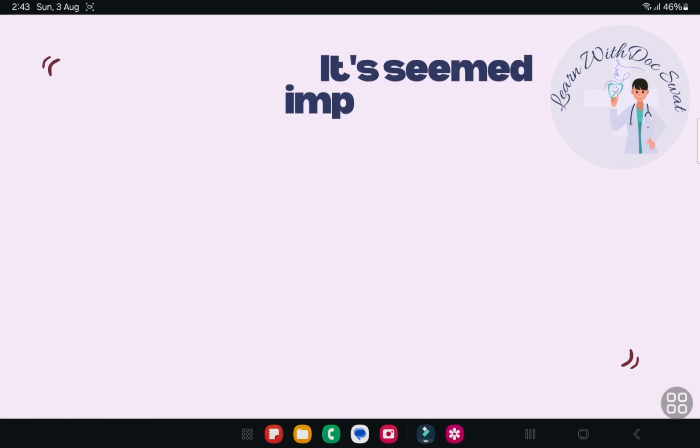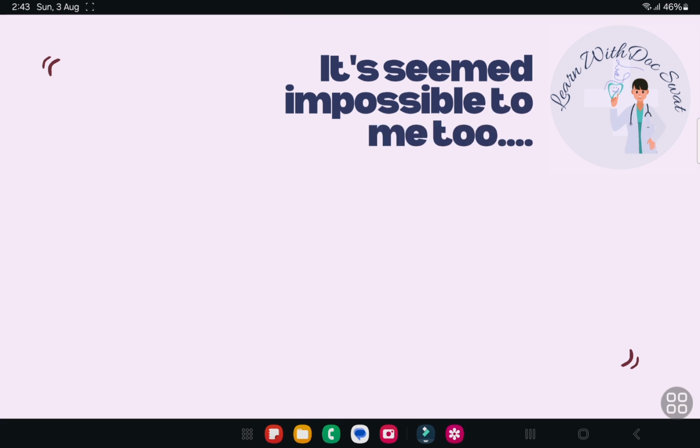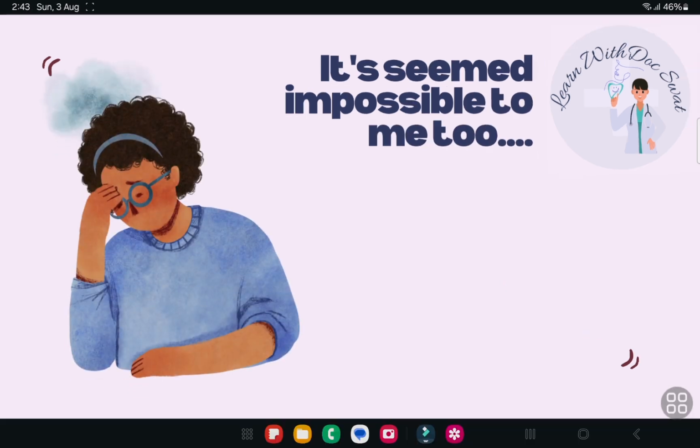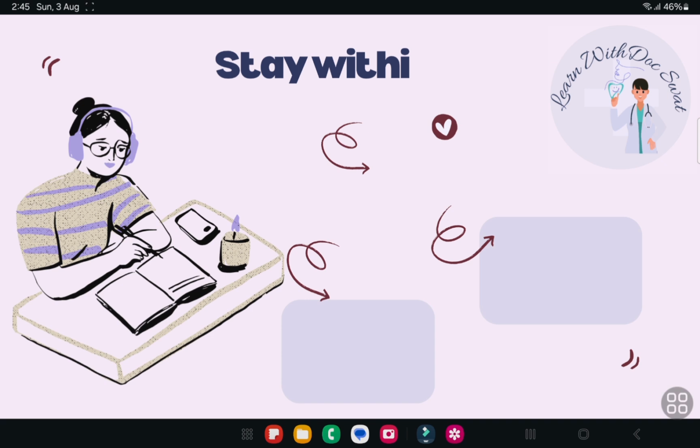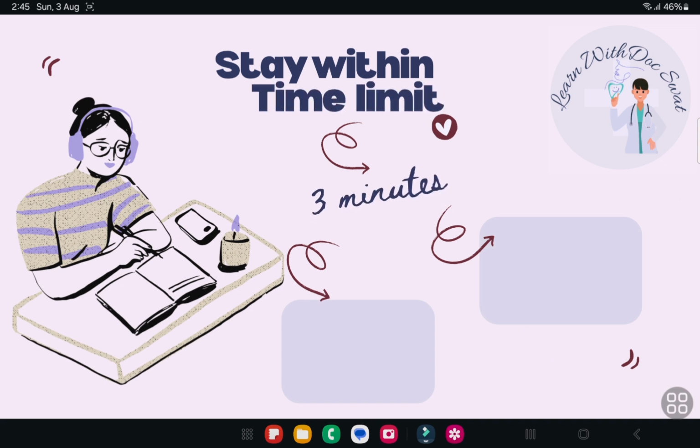At first, it seems impossible to me too. During my first year terminal exam, I couldn't complete the answer. I ran out of time and missed writing a few traits. Though I knew the tooth, I lost marks. That's when I realized speed matters as much as knowledge. So I started practicing with a proper plan. Here's what I followed to stay within the 3-minute limit.